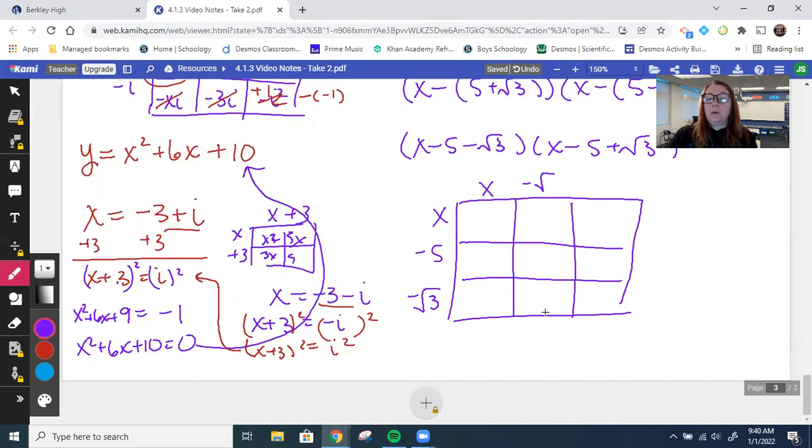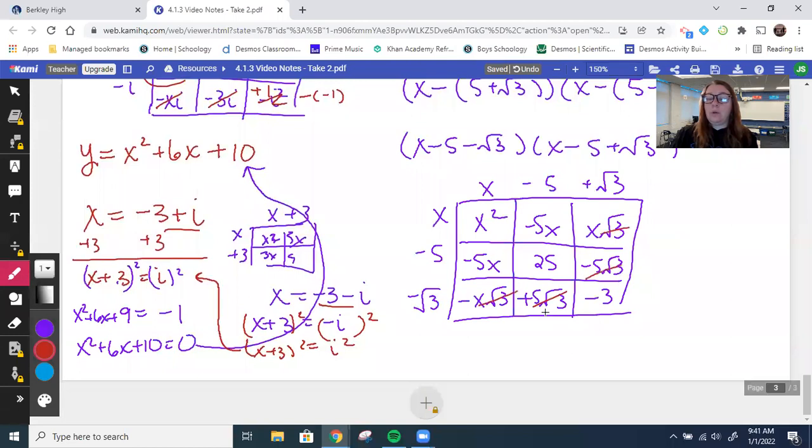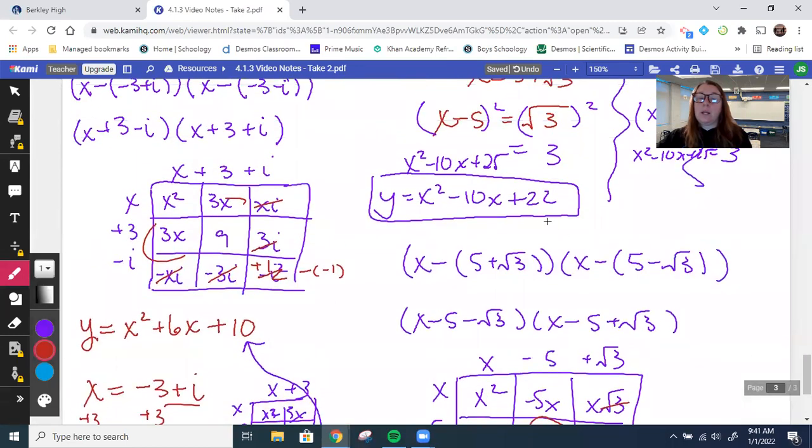Whoops, that's not what I wanted, is it? Minus 5 plus root 3. Okay, so this would be x squared minus 5x. And then this would be x root 3. Again, all the nasty radical stuff will work itself out. This is minus 5 root 3. This is minus x root 3. This is plus 5 root 3. And this is minus 3. Okay, so again, those cancel, and then I would have y equals x squared minus 10x plus 22. Okay, same thing that I got when I did it up here, but I just feel like that took way less time.